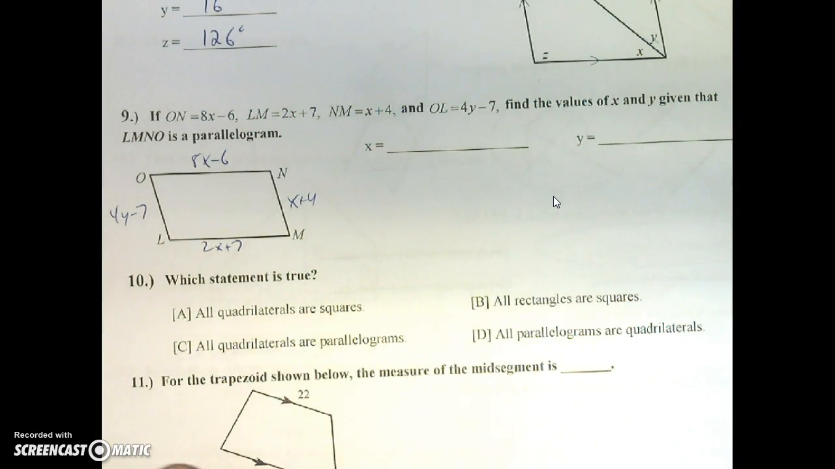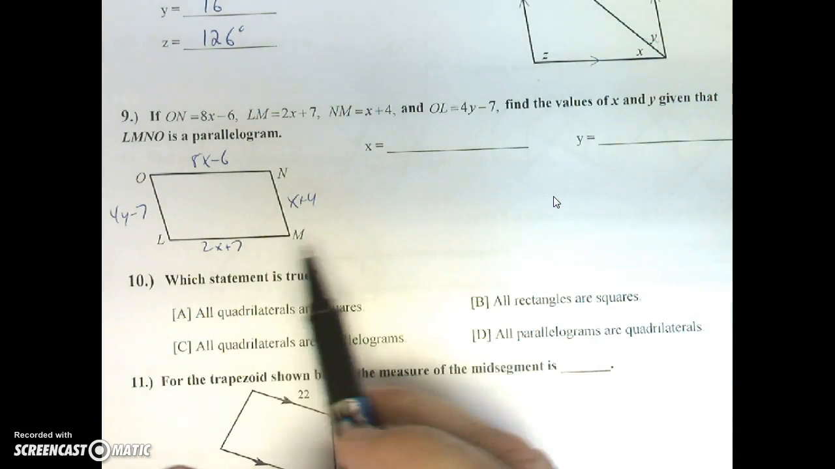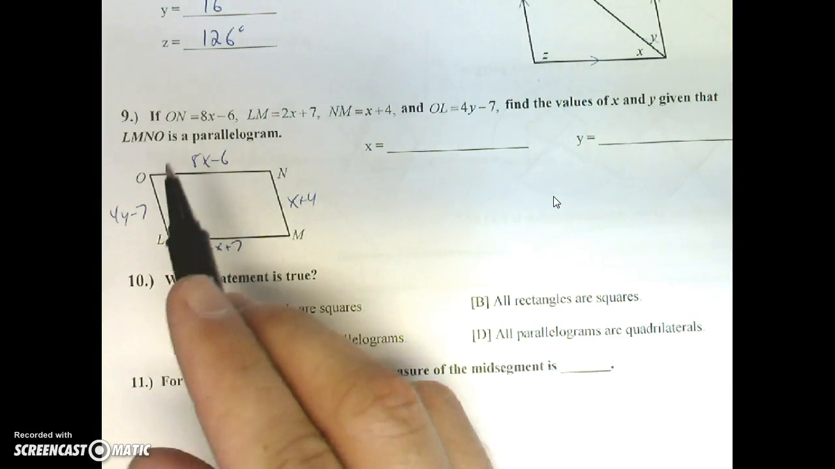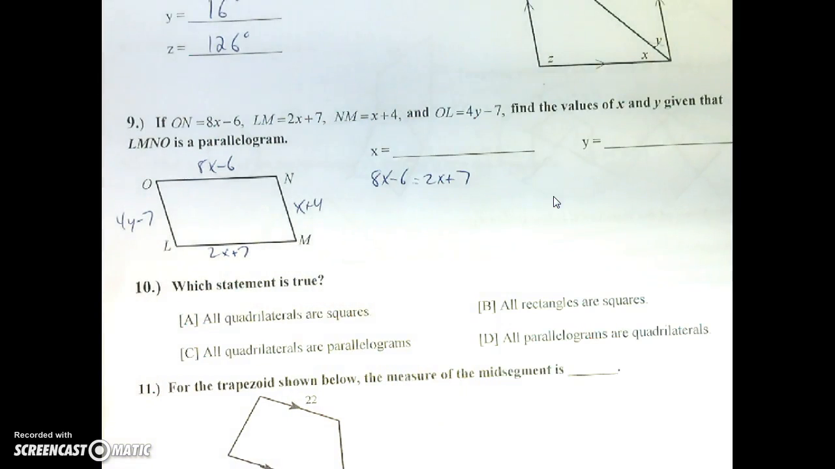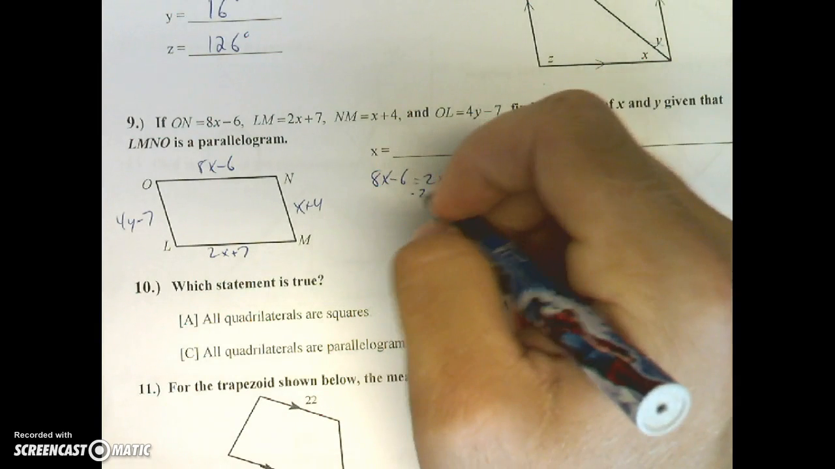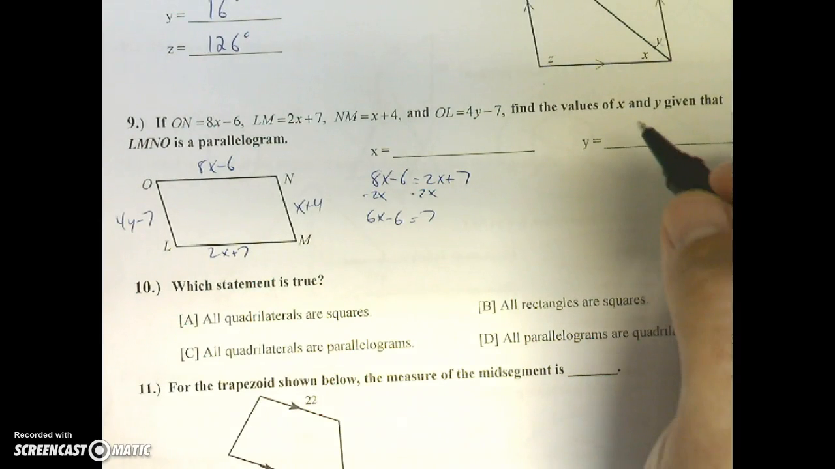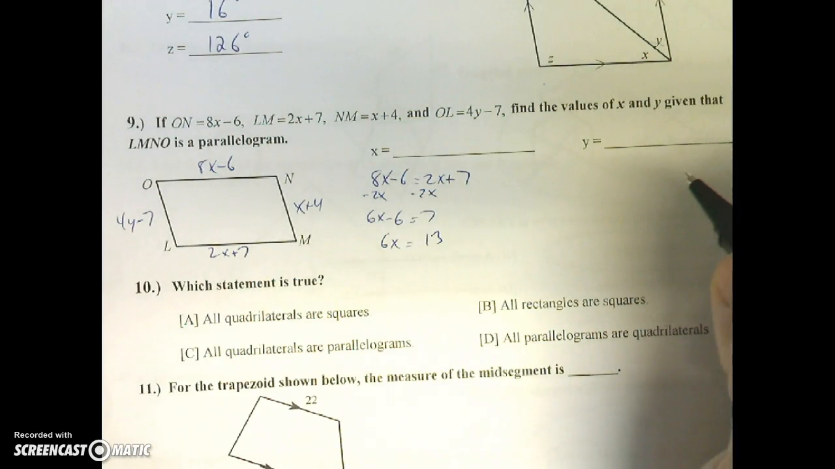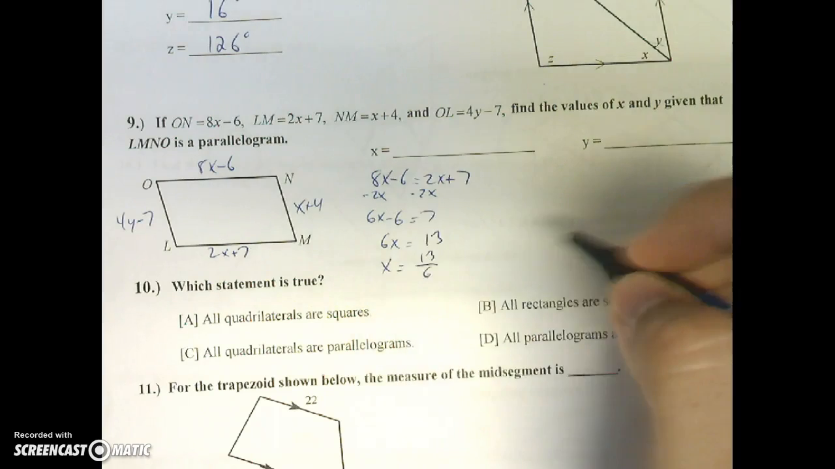You get the idea. Opposite sides of a parallelogram are congruent. So I could set x plus 4 equal to 4y minus 7, but again, problem, two variables. So instead, let's do 8x minus 6 equals 2x plus 7. Now we're going to subtract 2x from both sides. 6x minus 6 equals 7. Add 6 over. 6x equals 13. Divide, x equals 13 over 6.